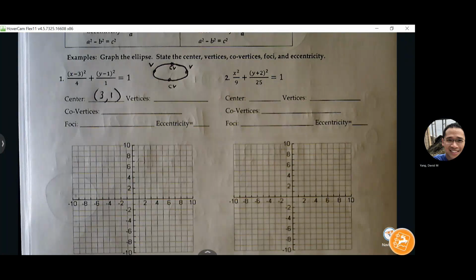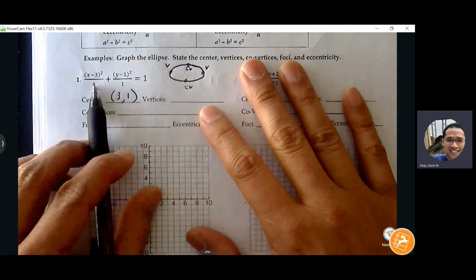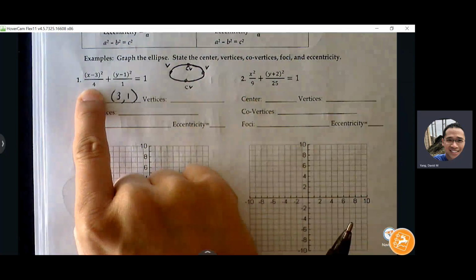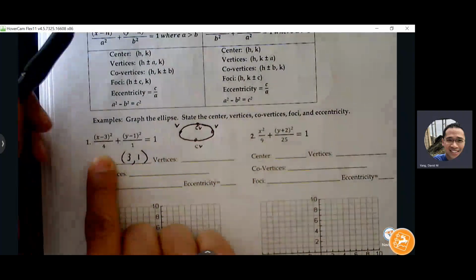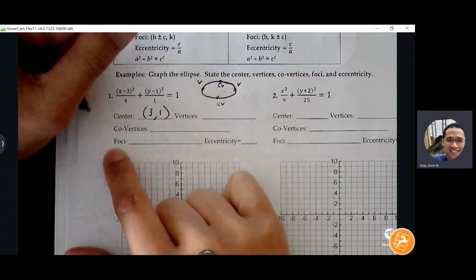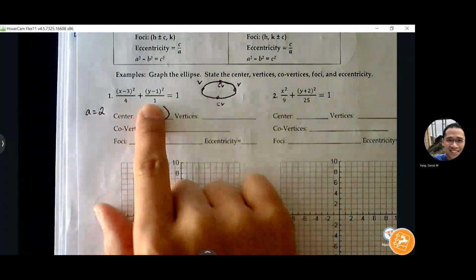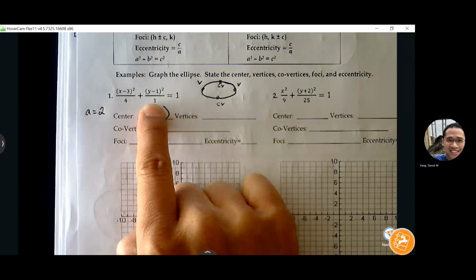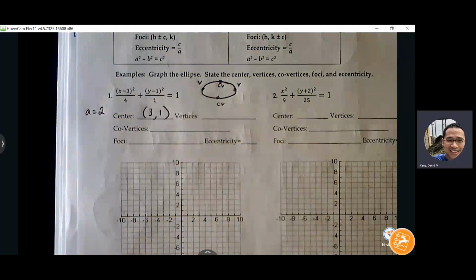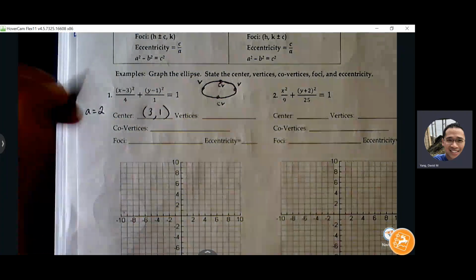Okay. All right, so I know my A value is always the larger one, but this is not the A value. This is actually A squared, so I have to take the square root. What's the A value going to be? A is 2. Okay, I'm going to put that to the side. And the B value is 1. In this case, 1 is the number where if I take the square root, I still get the same number. So my B value is 1.